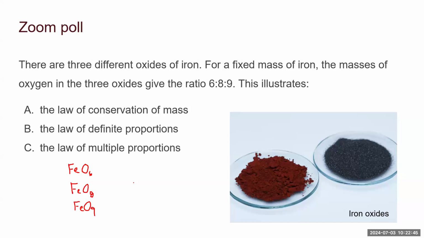So we have multiple proportions. We have iron paired up with 6 oxygens, iron paired up with 8 oxygens, iron paired up with 9 oxygens. The amount of iron was fixed. That did not change. The amount of oxygen gave us these different ratios. This ratio of 6, 8, and 9. Does everyone follow that? So that's where this question went. So C is our correct answer.